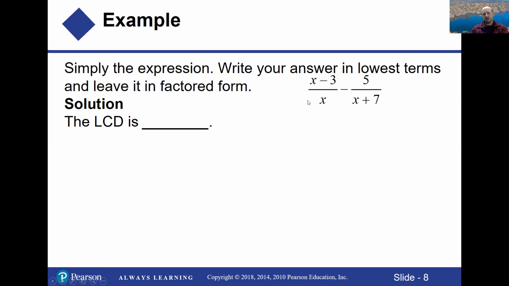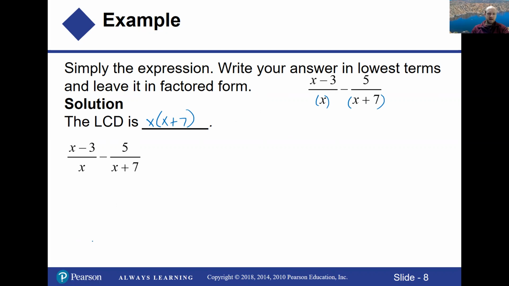So we have (x minus 3) over x, minus 5 over (x plus 7). And I want to subtract these. Okay, well, the first step, you need to find a common denominator, or the least common denominator, LCD. Well, what's the LCD in this case? It's just your denominators multiplied together. So the LCD here is going to be x times (x plus 7).